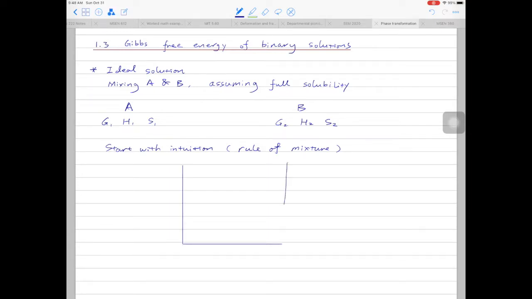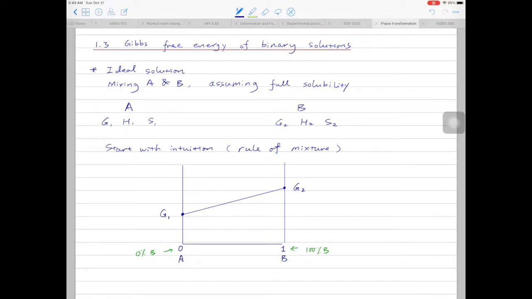Let's draw the energy diagram. X-axis is the composition. To be more specific, it's the composition of B. So on the left end of the diagram, it's 0, meaning 0% of B. On the right end of the diagram, that's 1, that's 100% of B. Here is the Gibbs free energy of pure A, and here is the Gibbs free energy of pure B. In this example here, the Gibbs free energy of B is higher than A. It doesn't have to be the case. It can be either greater or smaller than A.